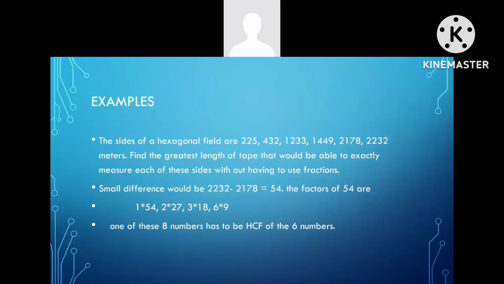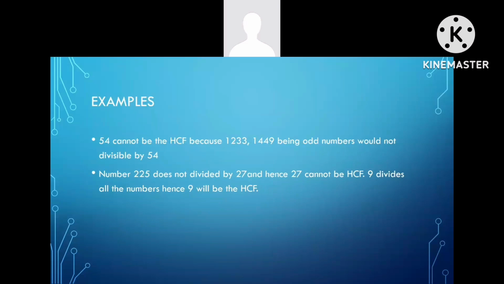One of these 8 numbers is the HCF of the 6 numbers. 54 cannot be the HCF because 225, 1233 and 1449 being odd numbers would not be divisible by 54. 225 is not divisible by 27 either, hence 27 cannot be the HCF. 9 divides all the numbers, hence 9 will be the HCF.